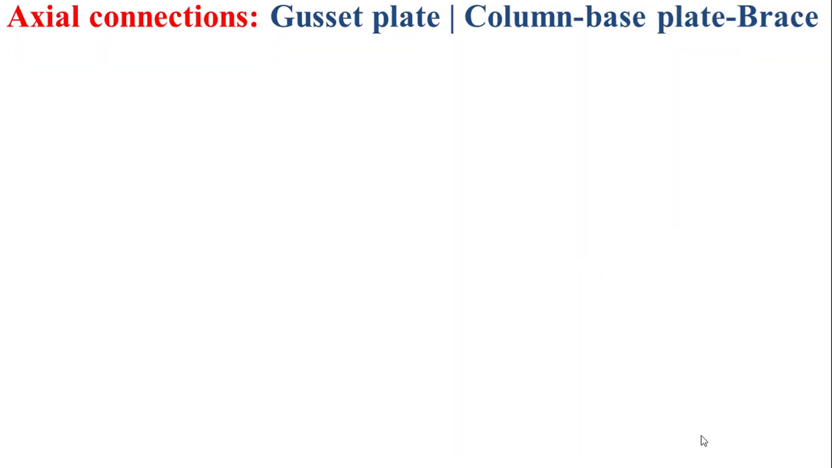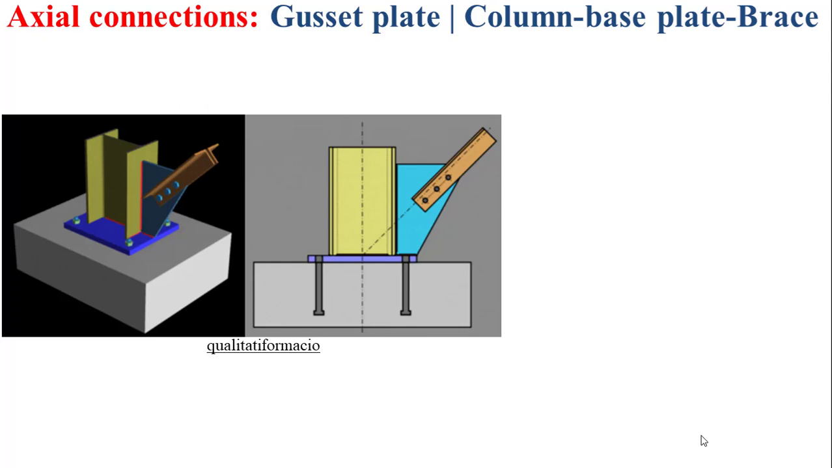Now I'll introduce the second type of axial connections, which is based on the use of gusset plate to make the connection between column, base plate, and brace. So as it is depicted by the figure that you see in this slide, we have a gusset plate directly welded to the column and the base plate, and we have a double brace bolted to this gusset plate.